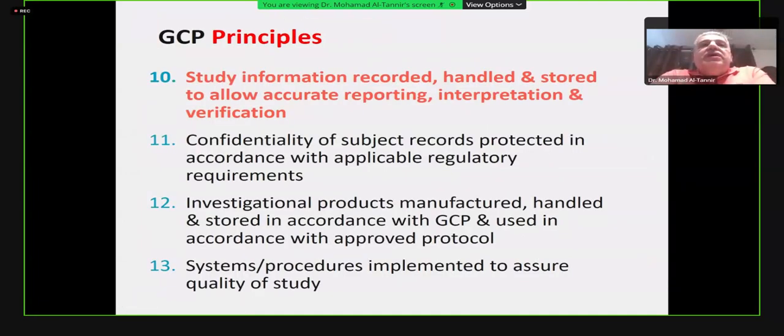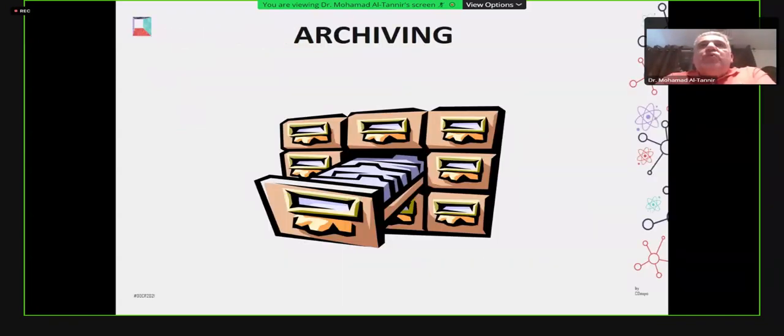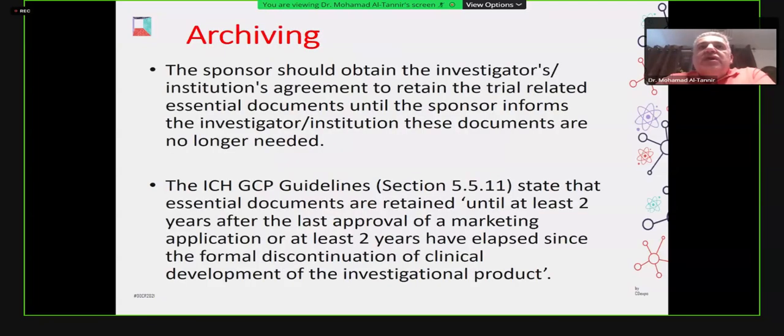So the 10th good clinical practice principle is that study information should be recorded, handled, and stored to allow accurate reporting, interpretation, and verification. So this is done by really well-secured archiving, and only the research team should have access to the data. So it should not be available on a desktop without securing, like a secured code, and people other than the research team should not have access to this data.